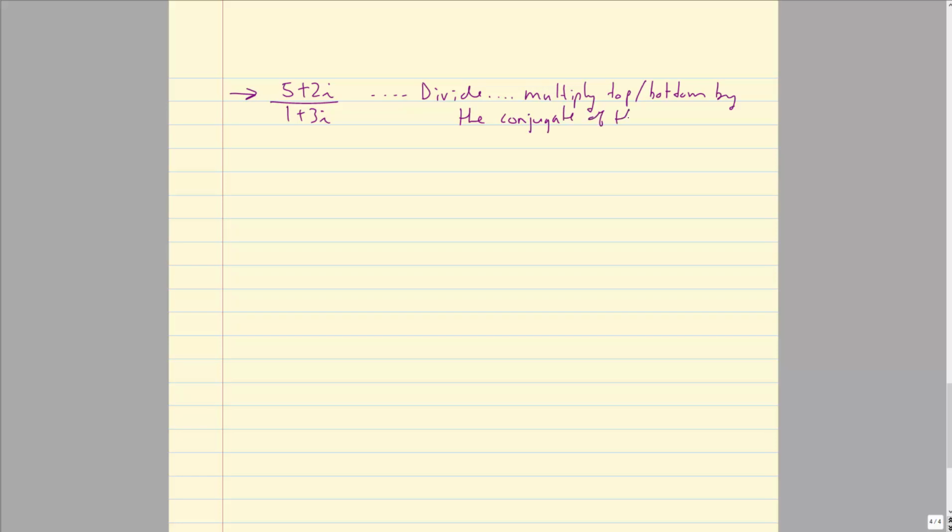of the denominator. And the reason we choose the conjugate is when I FOIL it out, first, outside, insides, last, it's the difference of perfect squares is what I come up with. So it works pretty slick. So 5 plus 2i over 1 plus 3i. And again, I want to multiply top and bottom by 1 minus 3i. We choose 1 minus 3i because it's the conjugate of 1 plus 3i.